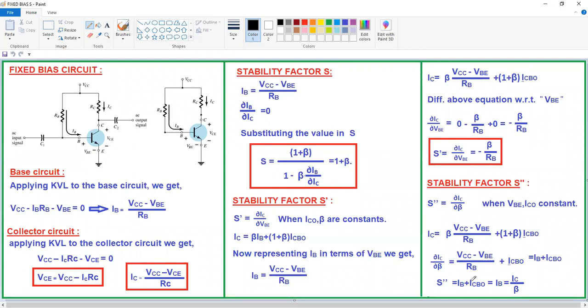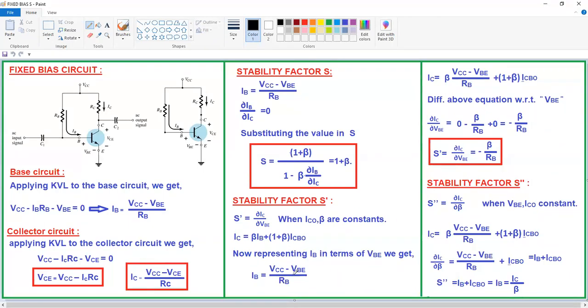Now again, ICBO is very, very small, so I'm taking S double dash as IB. We can write IB as IC by beta, because gain factor is defined as output current to input current. That means beta is equal to IC by IB, and from that you can write IB is equal to IC by beta. Now these are the stability factors S, S dash and S double dash in the case of fixed bias.